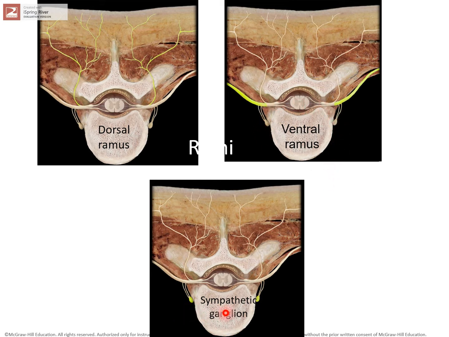And this one over here is the sympathetic ganglion. The sympathetic means autonomic. Okay, the sympathetic nervous system or autonomic nervous system is a type of nervous system that can be broken into sensory and motor neurons.